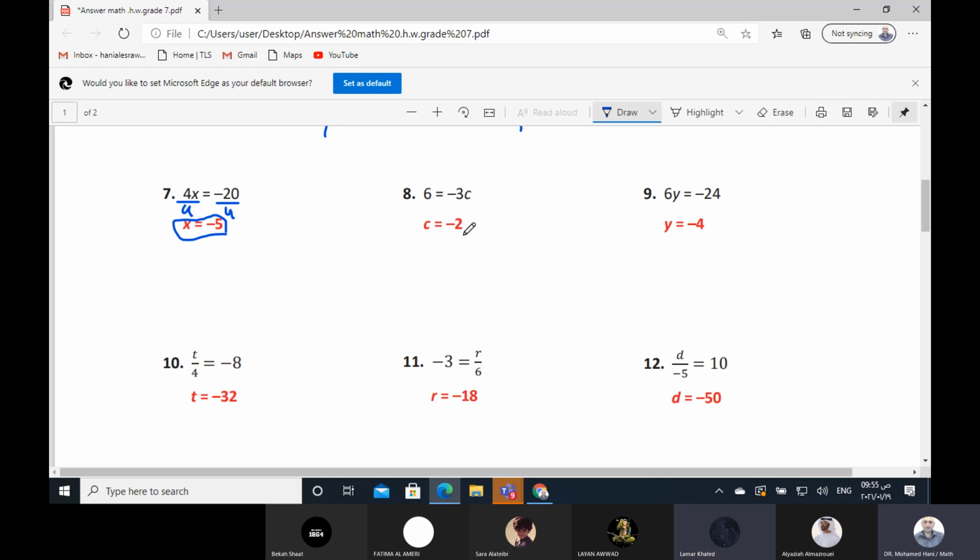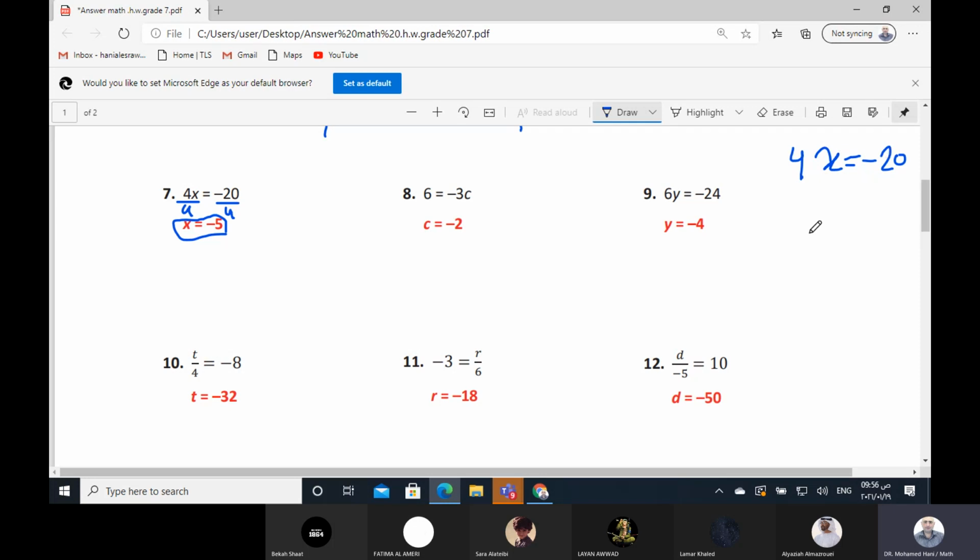Sir, I didn't understand the previous question. Which exercise? Number 7. Right, listen to number 7. We have here 4x equal minus 20, and you can solve it mentally. Ask yourself, which number times 4 equals minus 20? It will be minus 5.